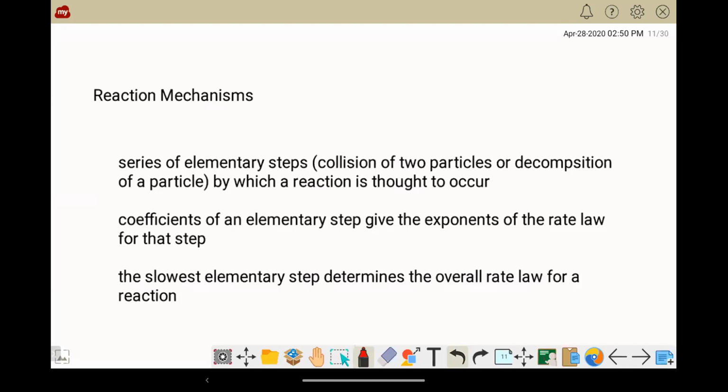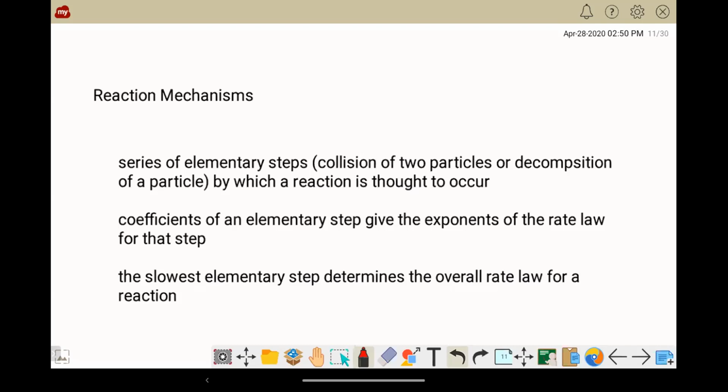A reaction mechanism is a series of elementary steps. An elementary step is either a collision of two particles or decomposition of a single particle by which a reaction is thought to occur. So some reactions are single steps, and the mechanism is the balanced equation because it's just a collision of two particles or just a decomposition of a single particle. But most reactions happen by a series of steps. An overall chemical equation does not give you information about the rate law and what the exponents or orders in that rate law will be.